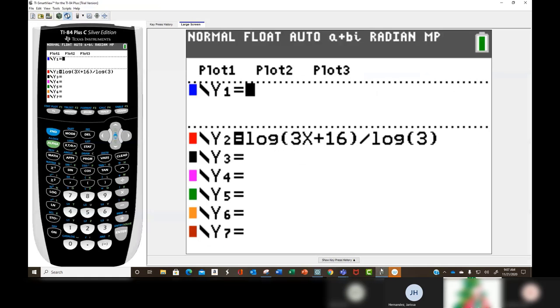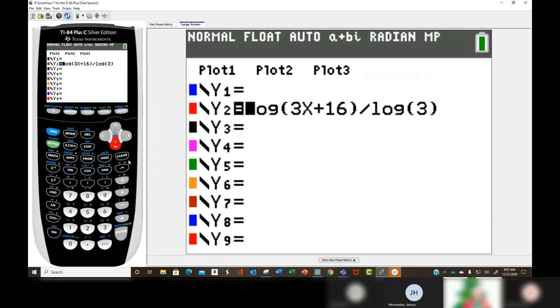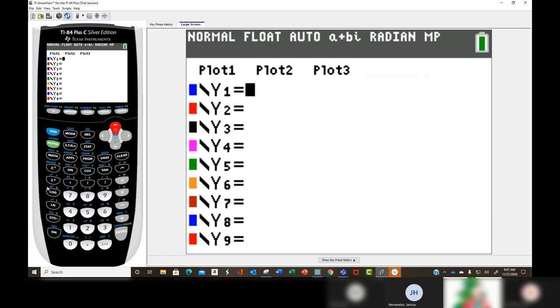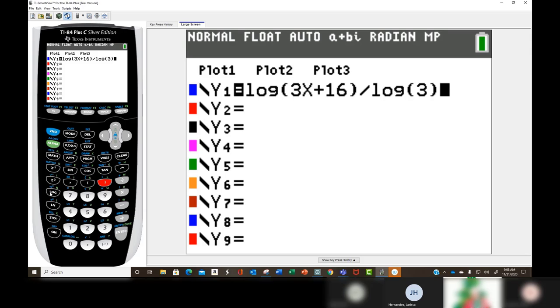So I've already cleared that out. Now I'm going to do it again up here. All right, I am going to just click on the log button. 3x plus 16, close parentheses, divided by log, hit the log button again, of 3. See, it's called the change of base formula because we've changed the base to 10. The base of the log button here is 10. So, we are now going to graph this.